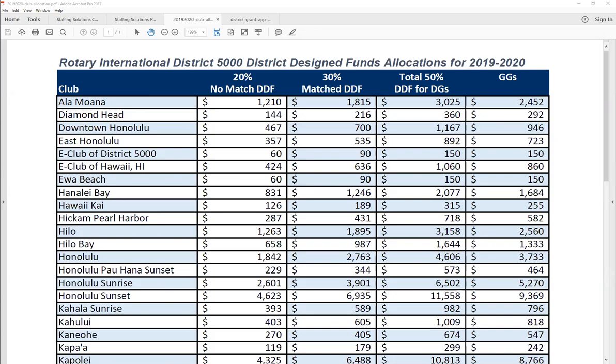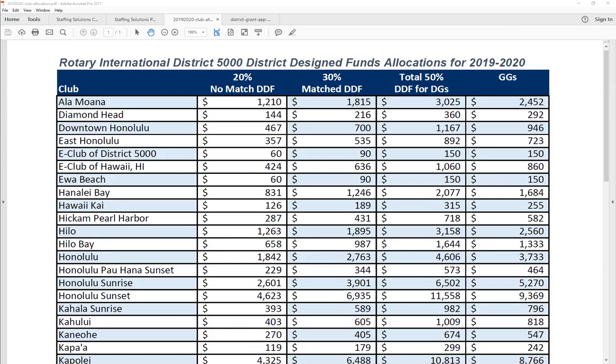I had another question. Is Kaka'ako considered its own district, or is that lumped in with another one? Because I didn't see Kaka'ako listed in the clubs on this panel. You're not on this spreadsheet because this spreadsheet was created before you were. But Wynn, who is of course always looking out for you, sent me an email a couple of days ago and asked if your club is going to be able to get district grant funds.